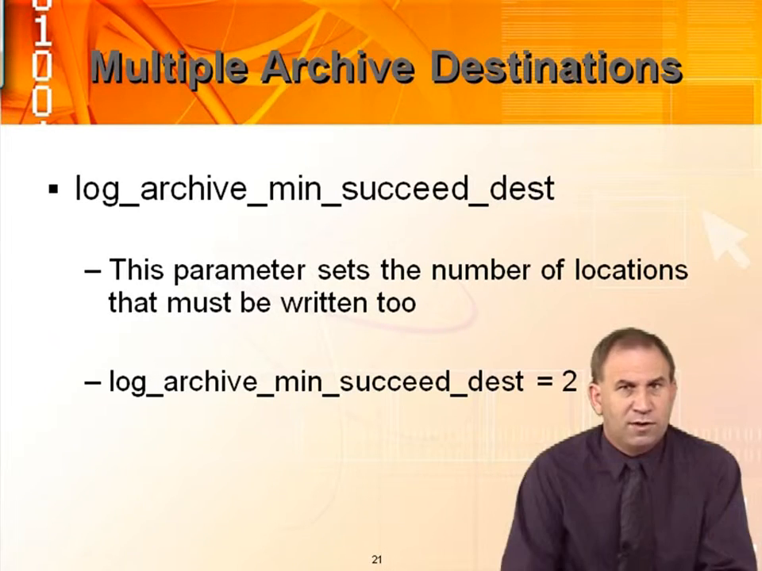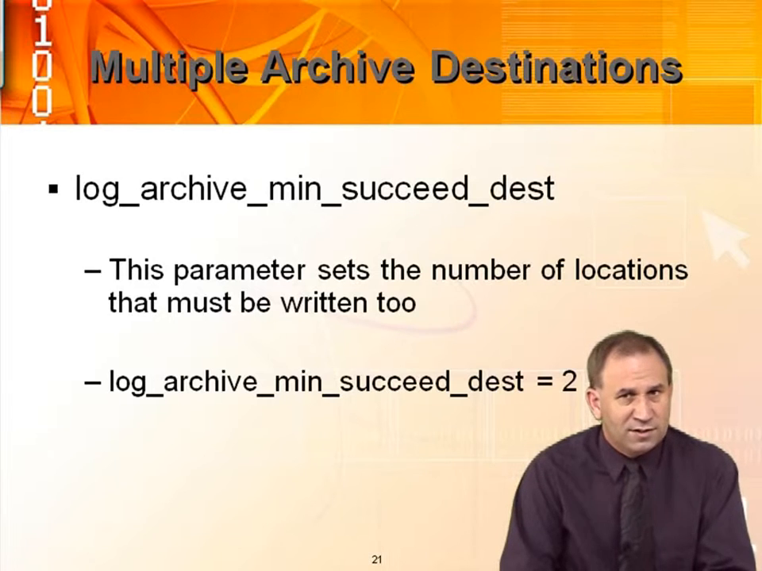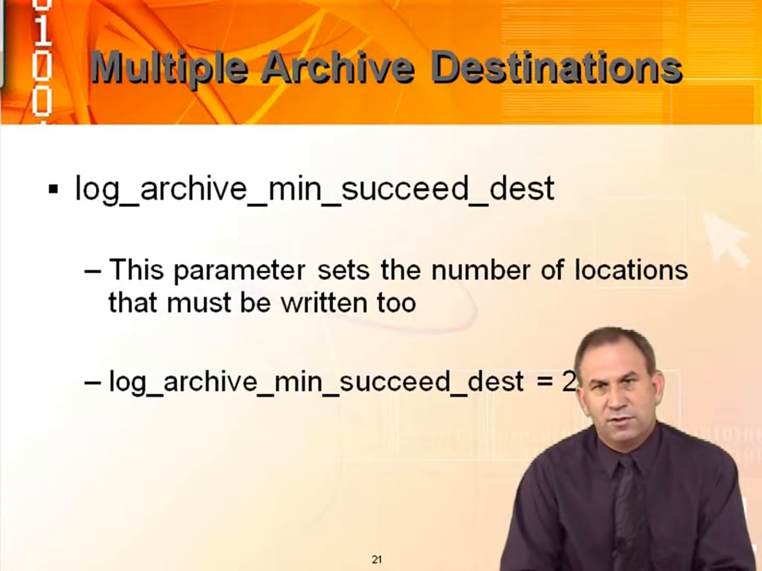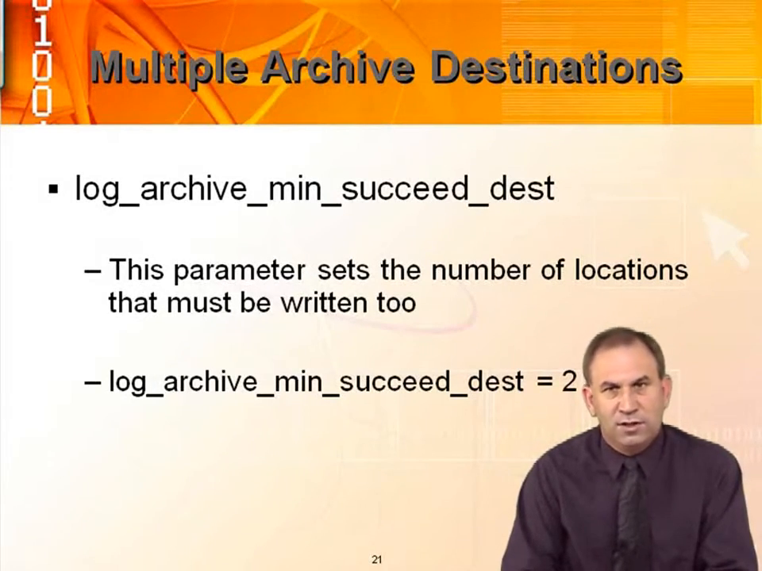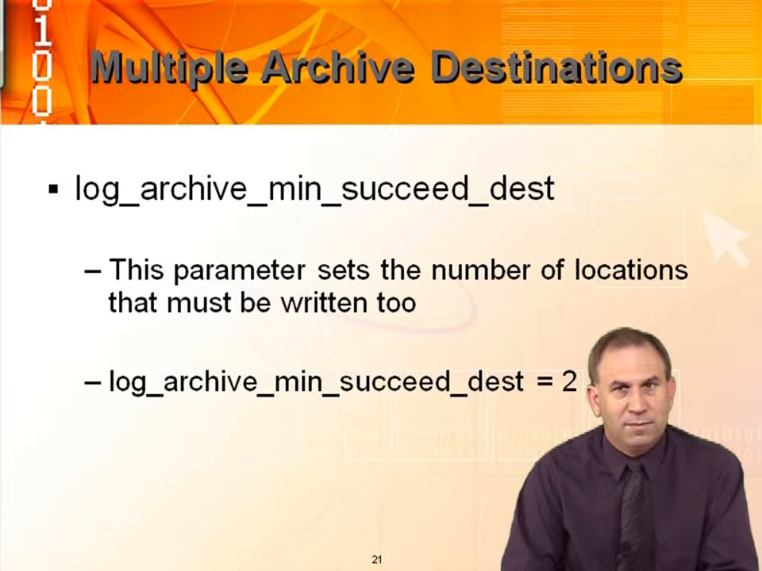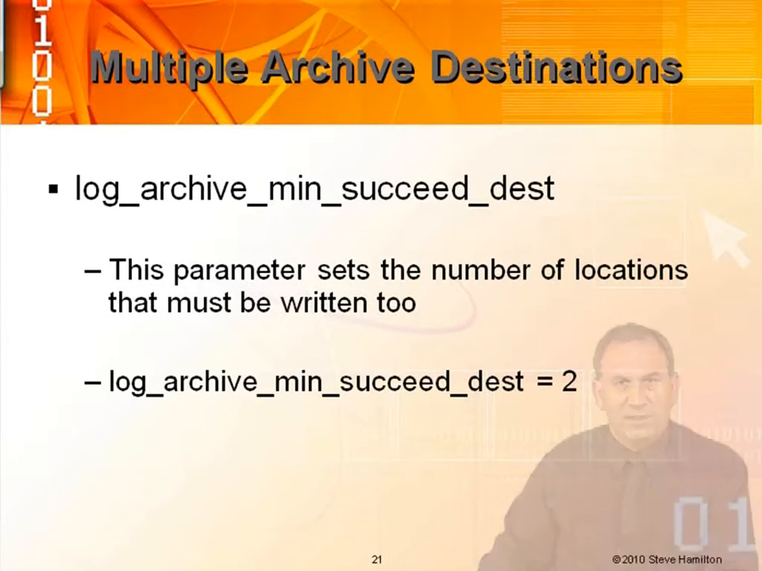By specifying this parameter, log_archive_min_succeed_dest, in this example we've set the parameter equal to 2. Again, this is configurable on the fly. What we're saying here is if we're writing to multiple archive log destinations, we must be able to, at a minimum, write to 2 of the destinations. So if we're writing to 4 destinations, 2 of those destinations must succeed.